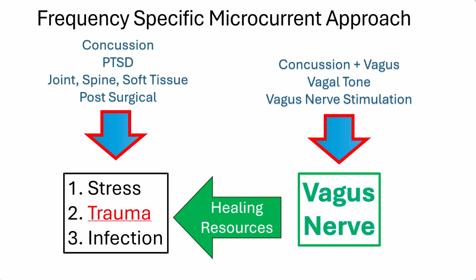Trauma includes many things, so to treat trauma, you may be using the concussion protocol, the PTSD protocol, or you may be using protocols to help heal physical injuries, to joints, to the spine, to soft tissues, or you might be using a post-surgery protocol.